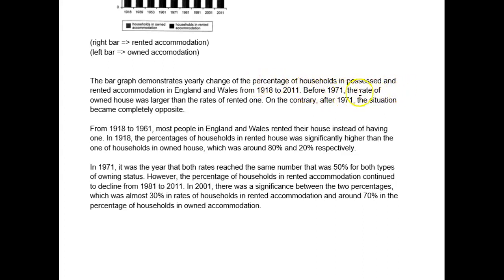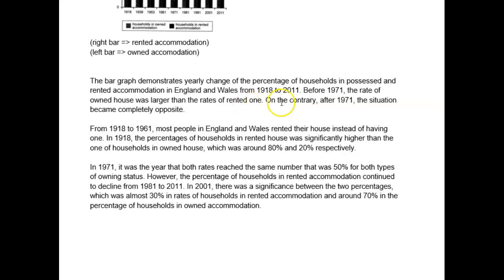So before 1971, the proportion of owned houses was larger than that of rented. Okay, so you didn't have to say one because this is an example of cohesion. You're using ellipsis here. It's implied that you're talking about rented houses. Okay?